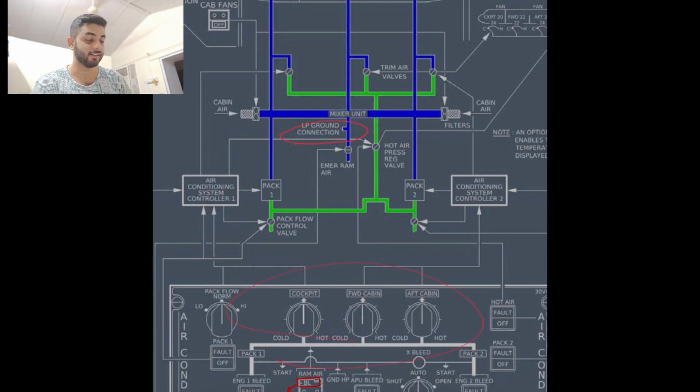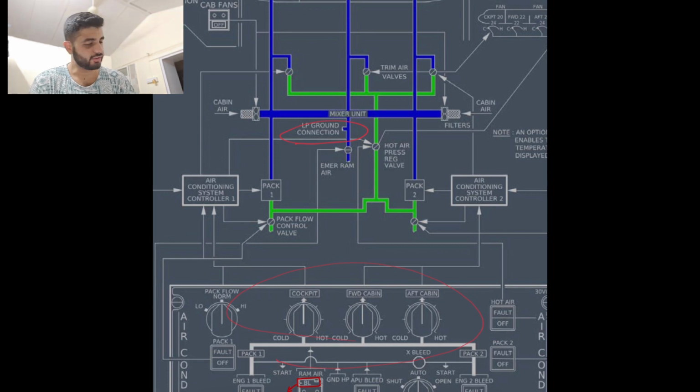So this panel is not controlling what you're getting from the LP ground connection. That is being given by the maintenance person outside. He is deciding what is the lowest temperature coming through, and he supplies it into the mixer unit. So in case they ask you, you cannot regulate the temperature of this air. Anyways, it's sent directly to your three zones via the mixer unit.